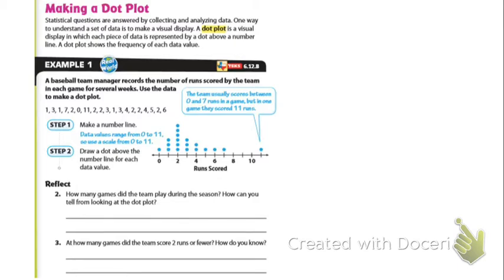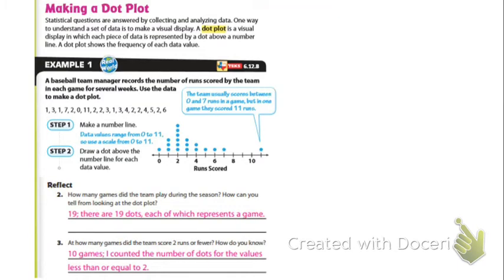So number 2, reflect. How many games did the team play during the season? How can you tell from looking at the dot plot? So if we're given this information here, how could we determine how many games they played? What do y'all think? Well, if we read the example again, they're telling us that the baseball team manager records the number of runs scored by the team in each game. So each one of these data values represents a game. So if you count them all, we know that there were a total of 19 games played.